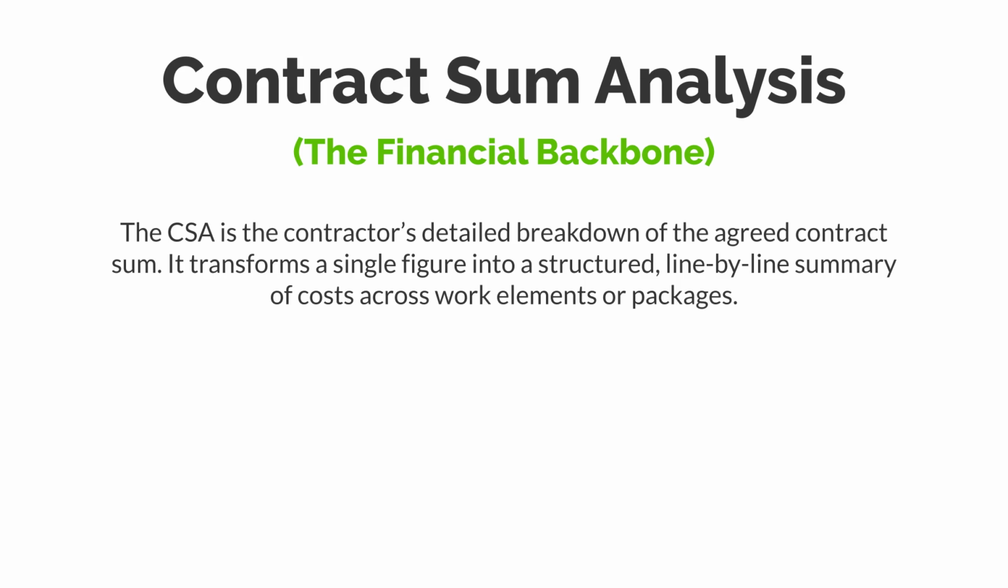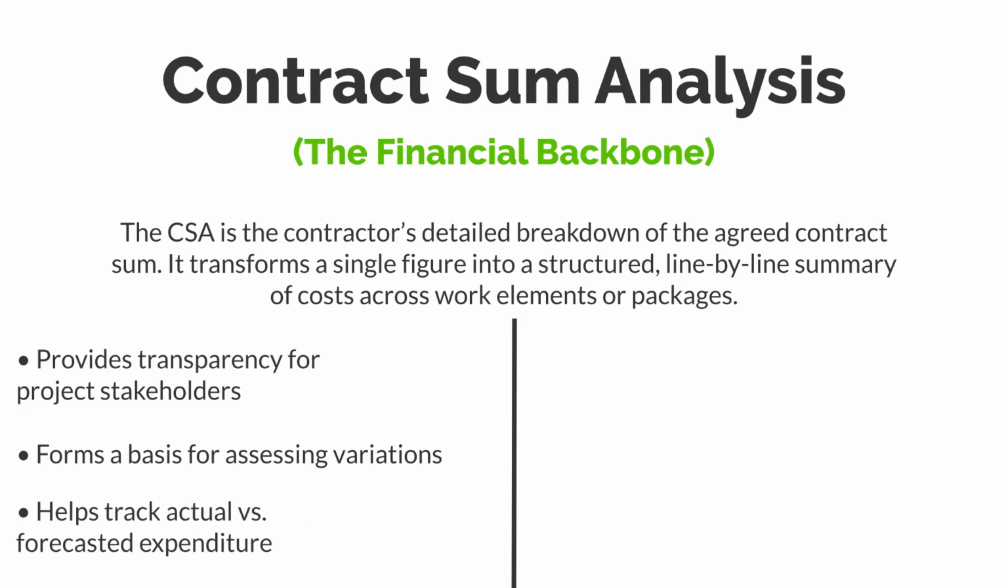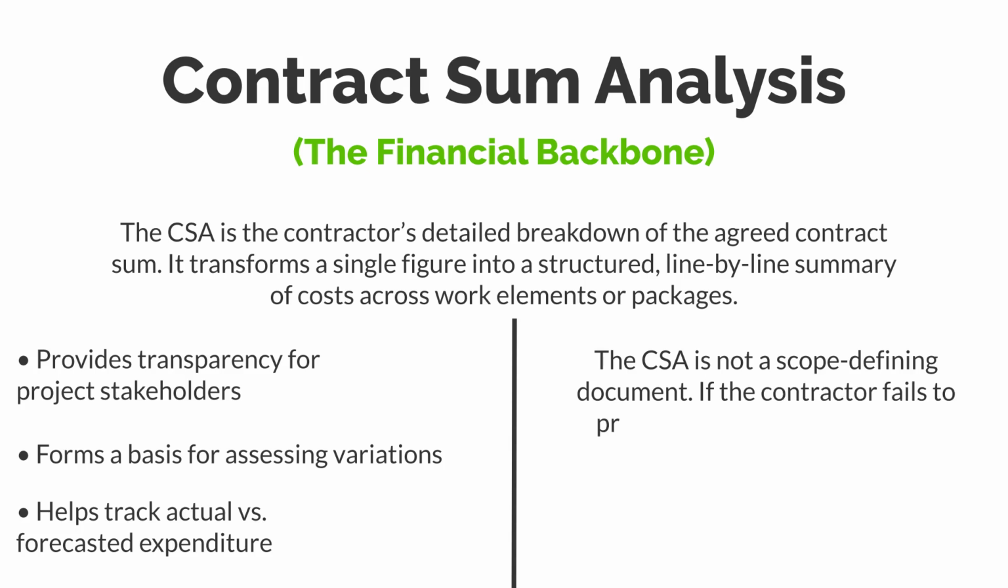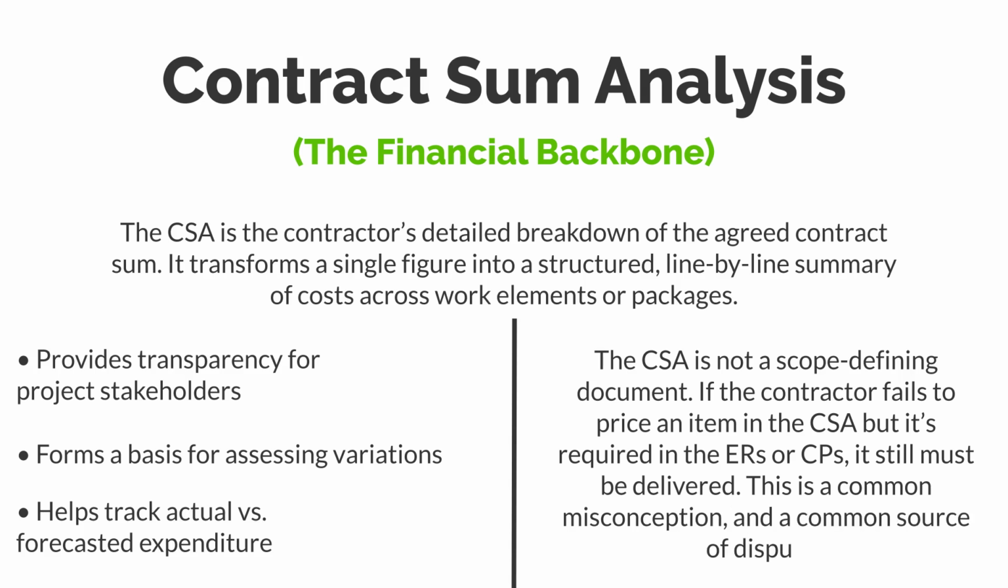But it's not just a commercial tool, it's also a risk management tool as well. A well-structured CSA should provide transparency for project stakeholders, form a basis for assessing variations, and help track actual versus forecasted expenditure. However, the CSA is not a scope-defining document. If the contractor fails to price an item in the CSA, but it's required in the ERs or CPs, it must be delivered. This is a common misconception and a common source of disputes.